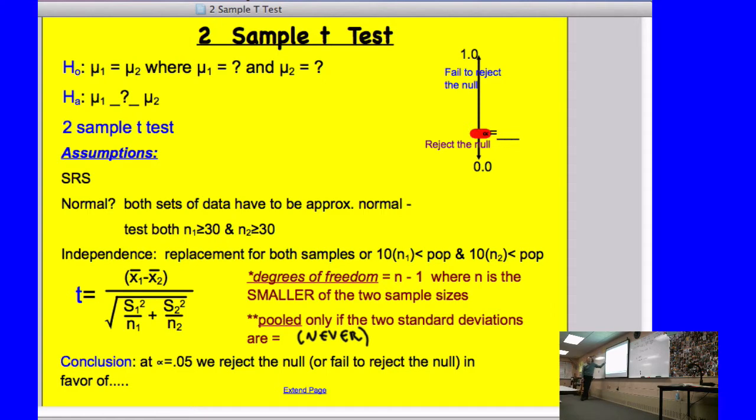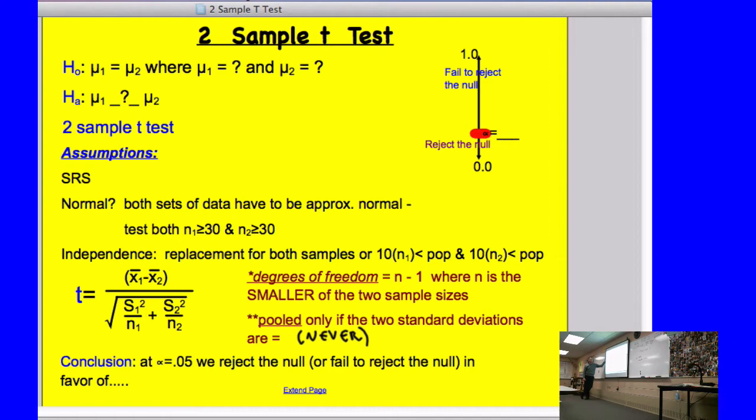Your alternative, mu1 is less than, greater than, or not equal to. Still one-sided or two-sided, that doesn't change. Name the test, because we have a million tests now, so we got to name the two-sample t-test. The assumptions, simple random sample. Is it normal? Both sets of data have to be approximately normal.